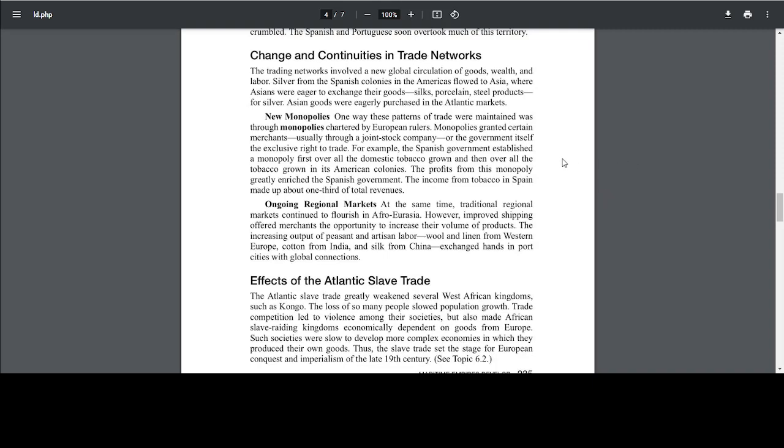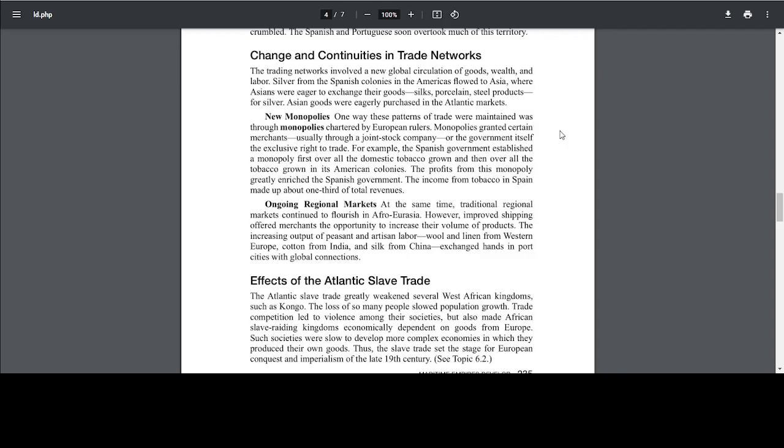Change and continuities in trade networks. The trading networks involved a new global circulation of goods, wealth, and labor. Silver from the Spanish colonies in the Americas flowed to Asia, where Asians were eager to exchange their goods, silks, porcelain, and steel products for silver. Asian goods were eagerly purchased in the Atlantic markets.